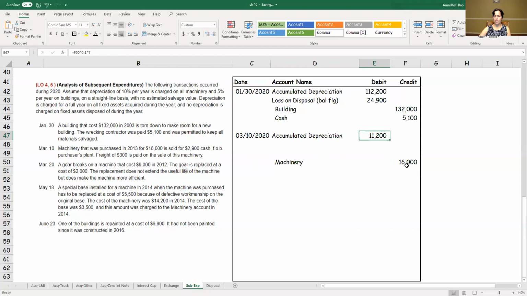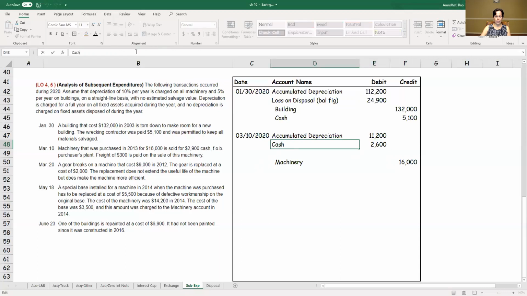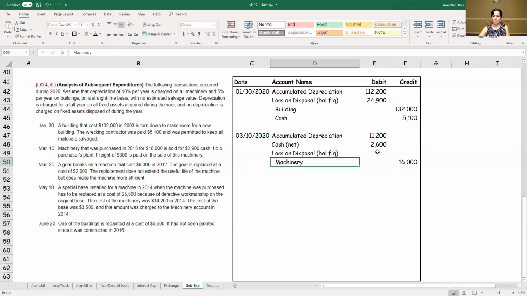So 16,000 times 10% times 7 gives me $11,200. I sold it for $2,900, but I paid $300 in freight. So what's the net cash in this transaction? The net cash I have is $2,600. So in parentheses, I'm just going to write the word net over here so that you know how I came up with that number. That finally leaves me with the loss on disposal. This is the balancing figure, just as we had done in the previous case. Loss on disposal is a balancing figure in the journal entry, and that works out to $2,200.